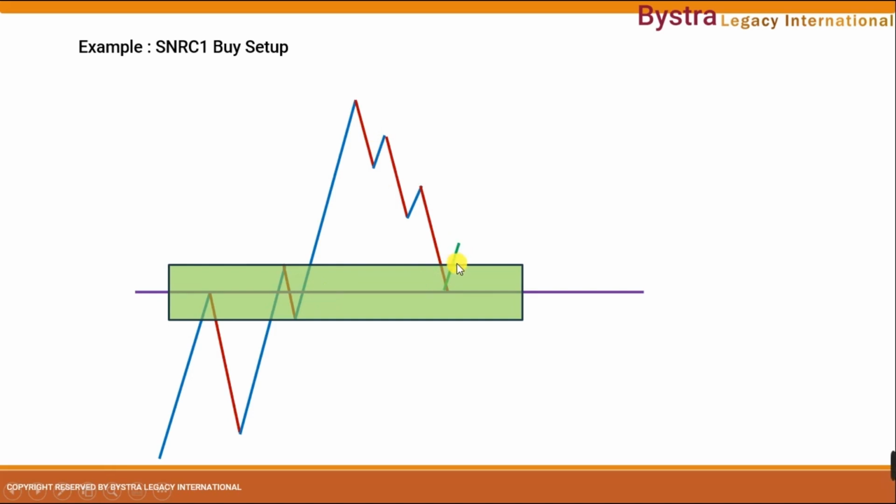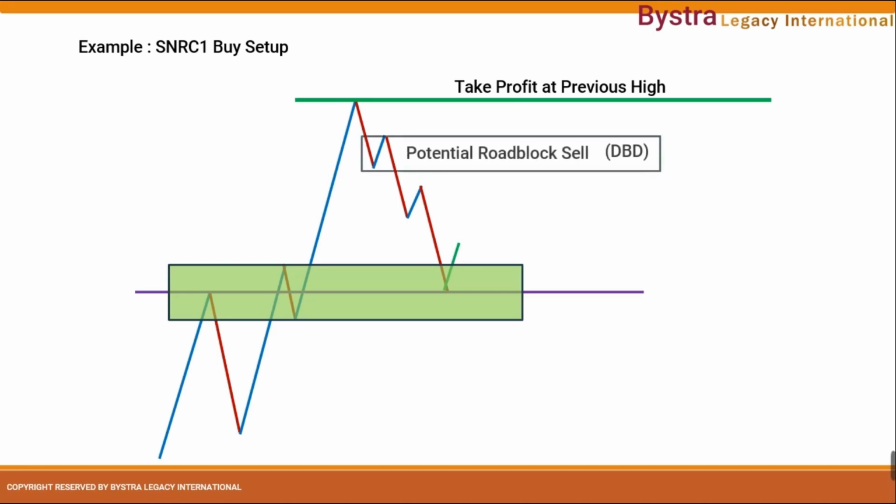Normally, we will set our take profit at the previous high. However, for the price to go all the way to our take profit area here, it will be facing some roadblocks, some difficulties. Therefore, its life is not going to be as simple as it seems. It will be facing some challenges along the road. Here we can see that first we have the potential roadblock sell, which is the drop-base-drop. This is the supply zone.